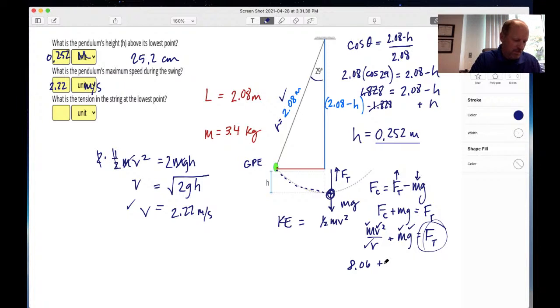3.4 times 9.81, which is 33.35. And then add that to 8.06, and you get 41.4. The tension force is 41.4 newtons.